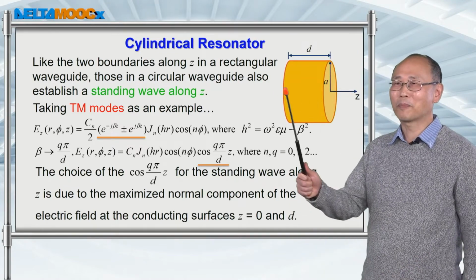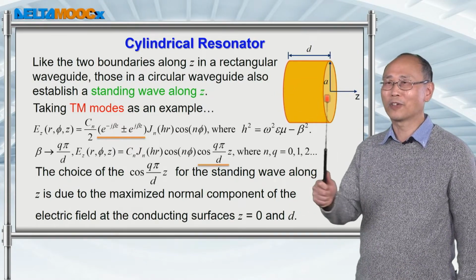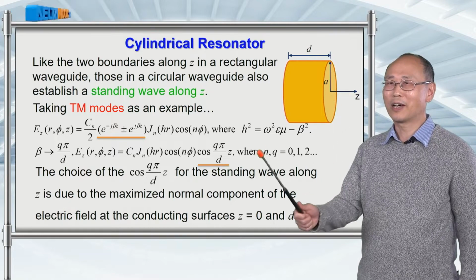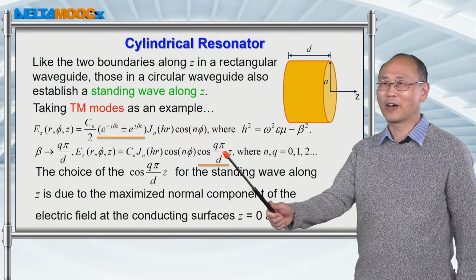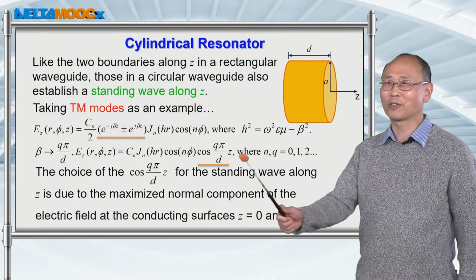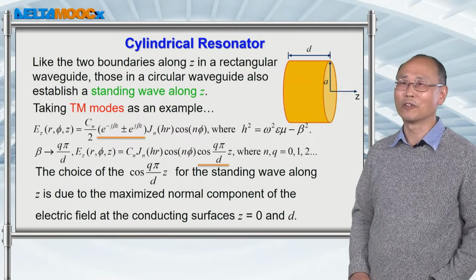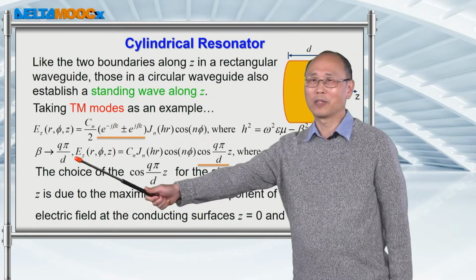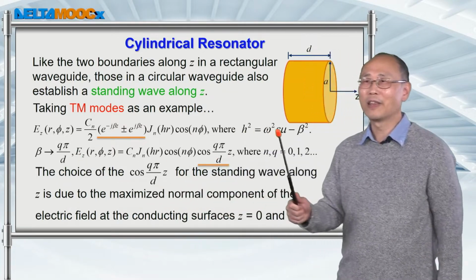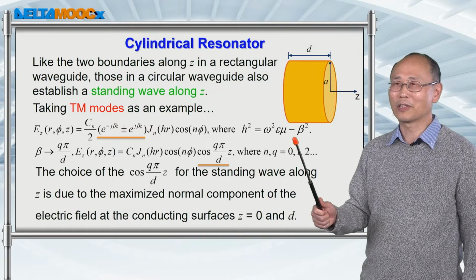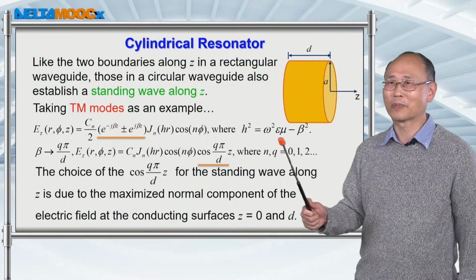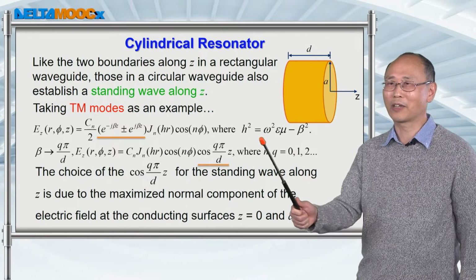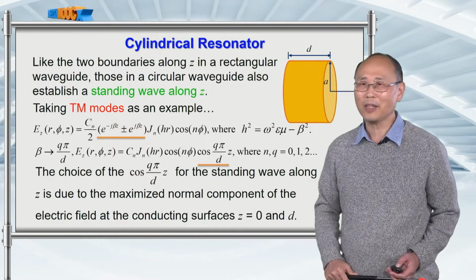And to maximize the field on this surface and also on this surface, you specify the beta value to be equal to q pi over d. And once you specify this beta value to be q pi over d, then you can put it into this dispersion relationship to calculate the resonant frequency.